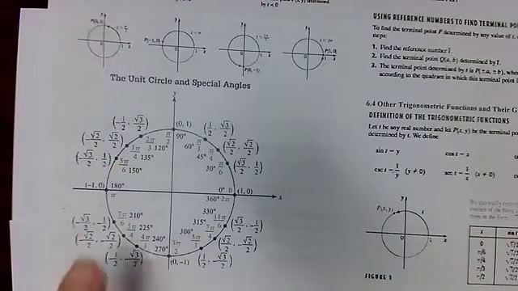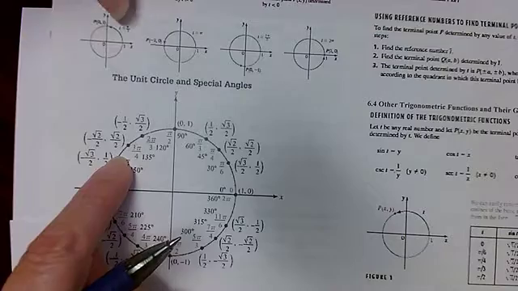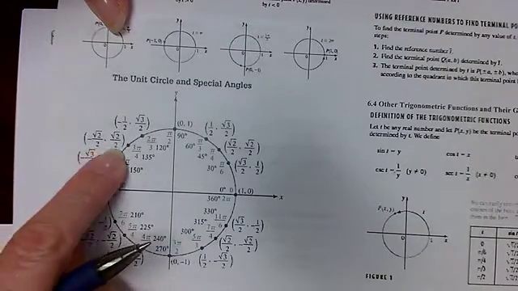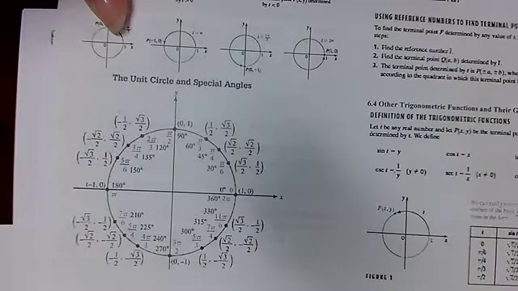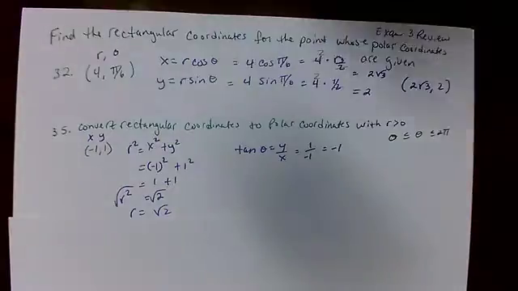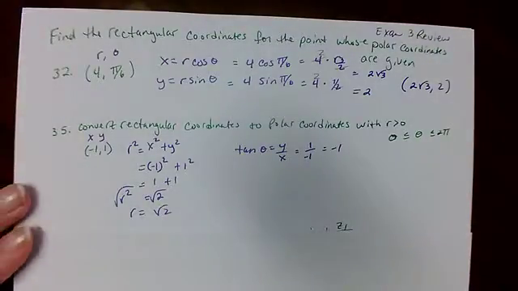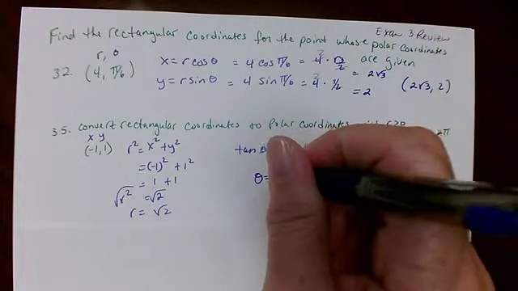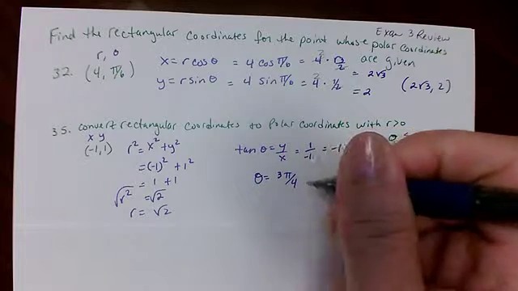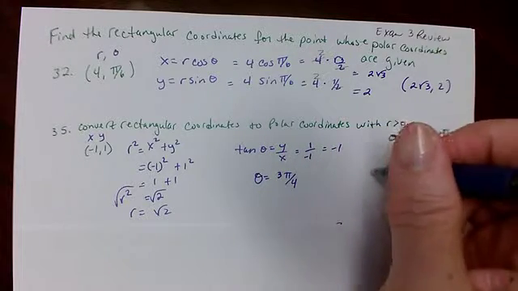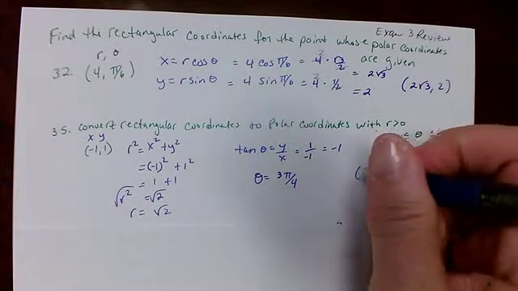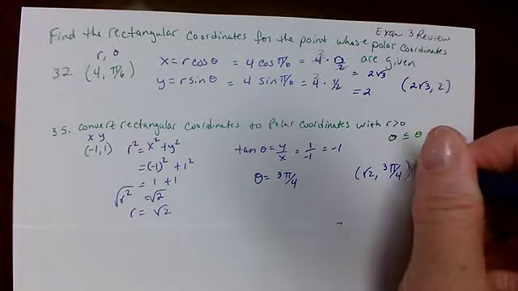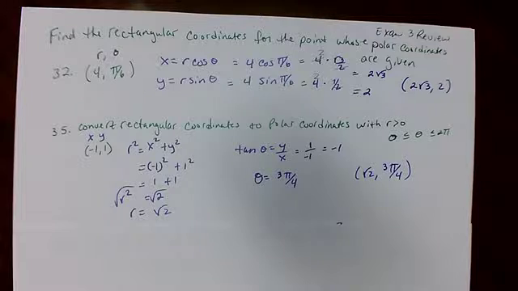And if you think about our terminal point of 3 pi over 4 here on the unit circle itself, our tangent would be -1, and it is also so for the value of what we have. So in this case, our theta is going to be 3 pi over 4. So our point is going to be r, theta, so it's going to be the square root of 2, comma, 3 pi over 4. That would be our point here.